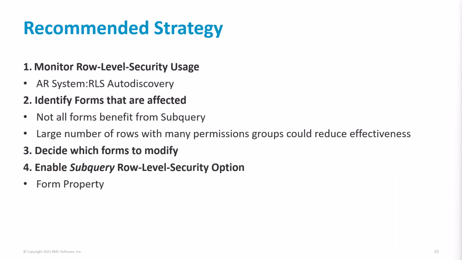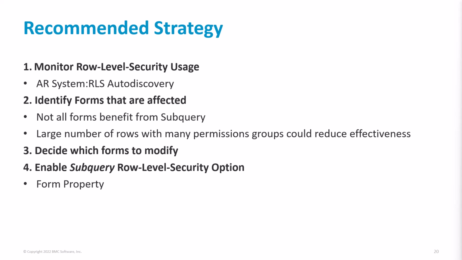The next strategy I want to focus on is configuring row-level security. You can monitor row-level security usage by viewing the ARSystem RLS Auto Discovery form. From there, you can identify any forms that might benefit from changing to the Subquery RLS option. Not all forms will benefit. For example, some forms with a large number of rows and many permissions groups could actually see a performance degradation, but it's generally recommended that you at least test it out for highly active forms that do use row-level security.